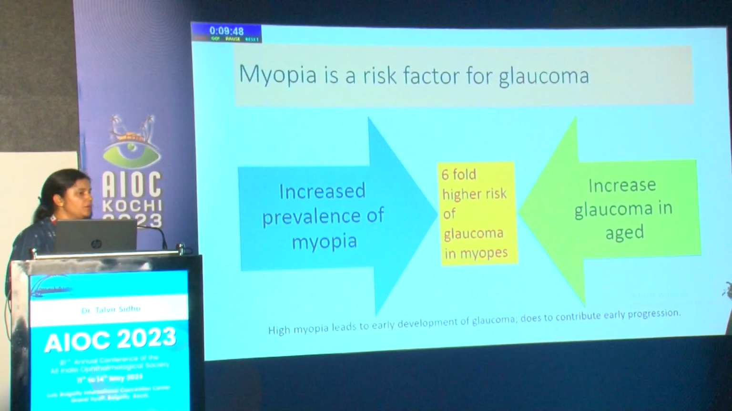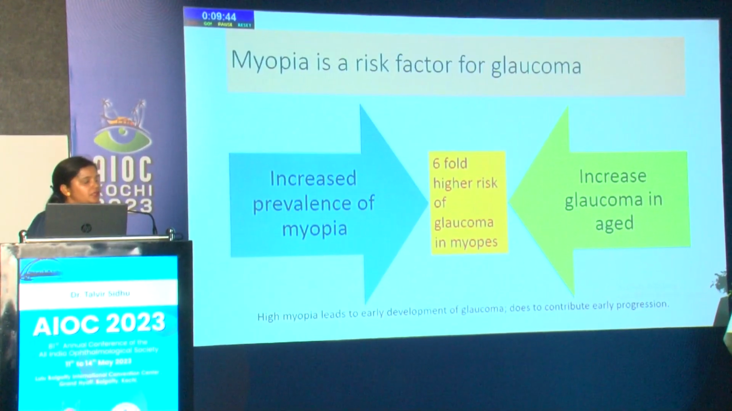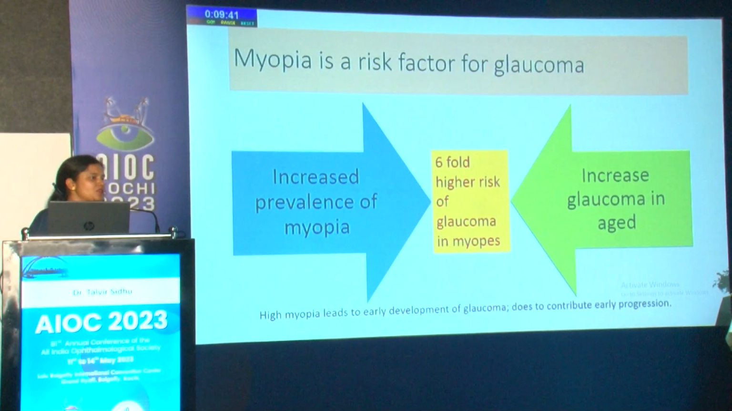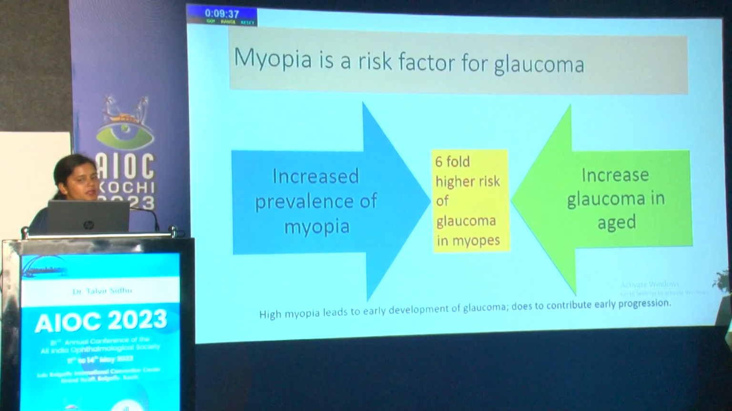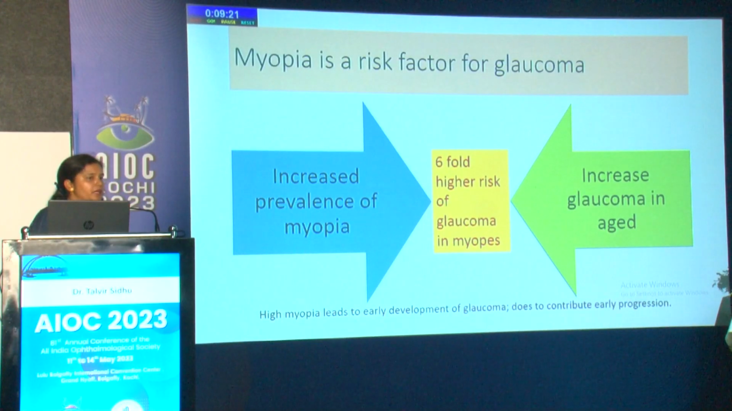Yeah. So as we all know, nowadays the pandemic of myopia has already started. In addition to that, myopia has been an established risk factor for glaucoma. With increasing age, as myopes are also aging, there is a six-fold higher risk of glaucoma in myopes. It has been shown in various studies that high myopia leads to early development of glaucoma, though there is not much evidence that it leads to early progression of glaucoma.